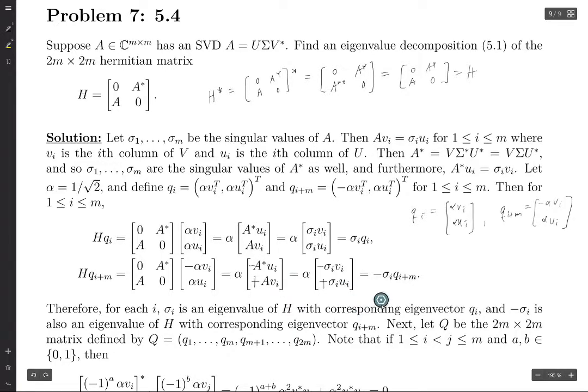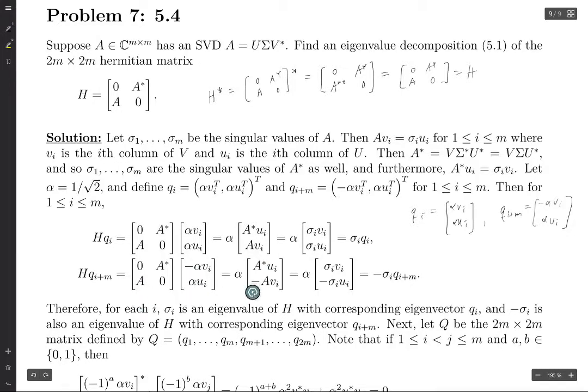And then, oh wait. Okay, let me make sure that... No, I was right, because it flips the order. When you multiply these two matrices out, the first entry up here, you're going to have 0 times negative alpha V_i times A star times alpha U_i, and that gives you this alpha A star U_i up top. And then this lower row here will give you the minus sign.